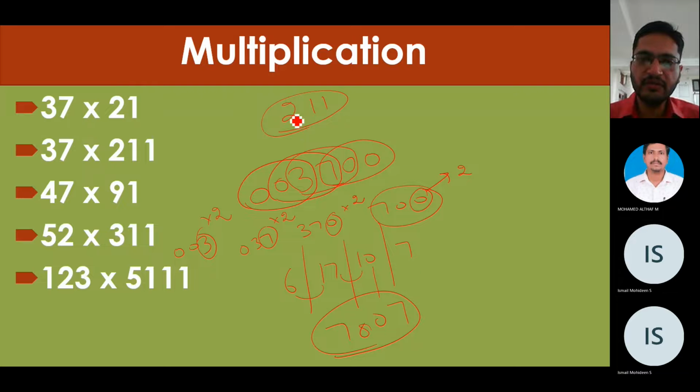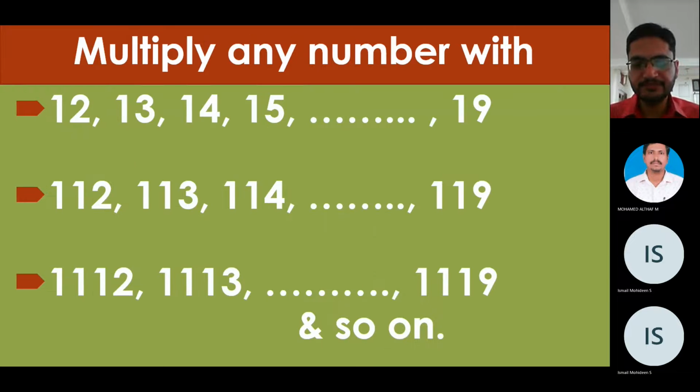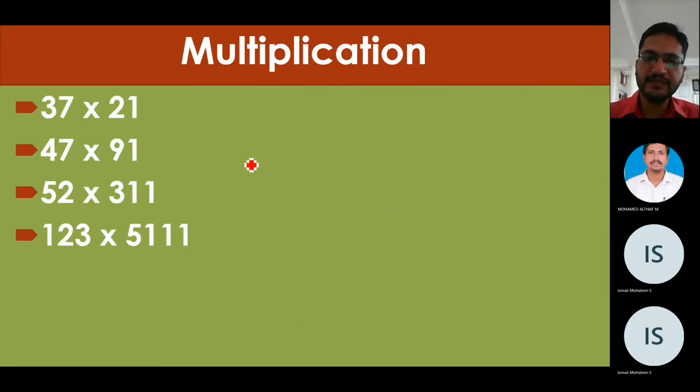Similarly, when we multiply 37 with 311, we will multiply here with the 3 and solve accordingly. Now next, in the last slide, we multiplied with 21 or 211. Now I will multiply with 12 or 112. The procedure is almost the same, with just a slight change in the method.